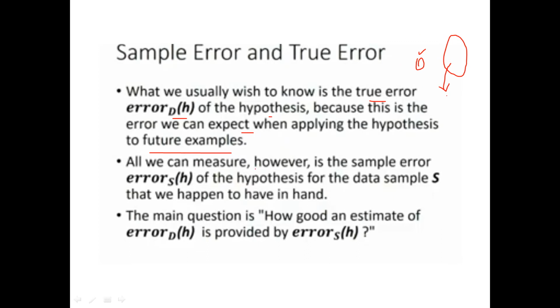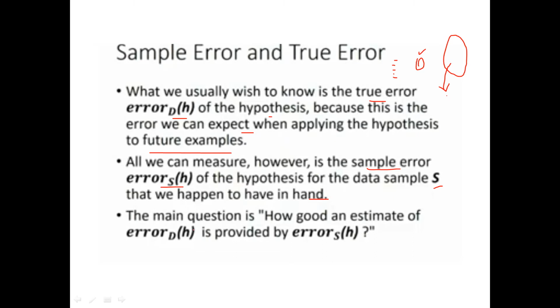Now all we can measure, however, is the sample error. This error is easy for us to measure. Why? Because we have collected some data points, some data set, some sample. So the sample error of a hypothesis is for a data sample S that we happen to have in hand, right? That is all we can measure at the maximum. We can talk about sample error because the data set is in your hand, so you can measure it.